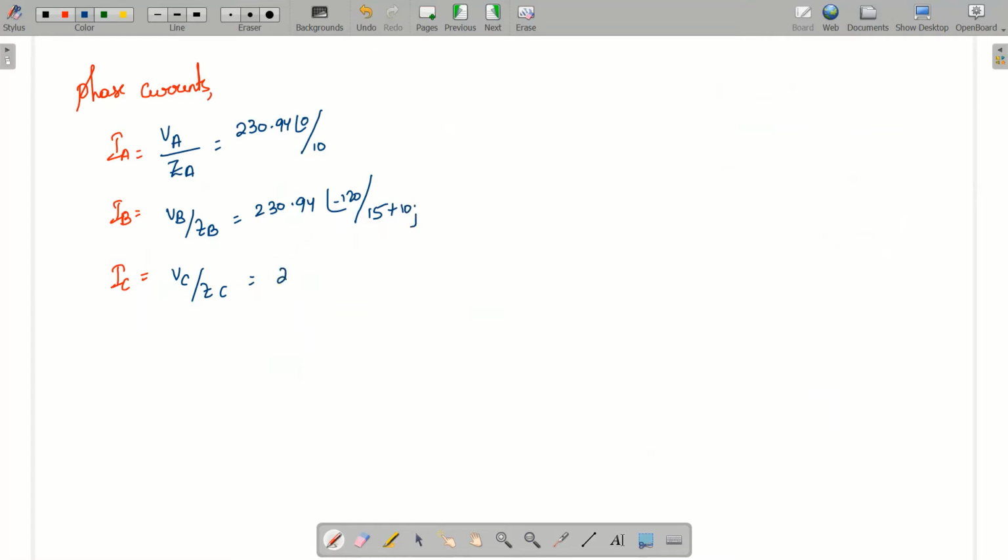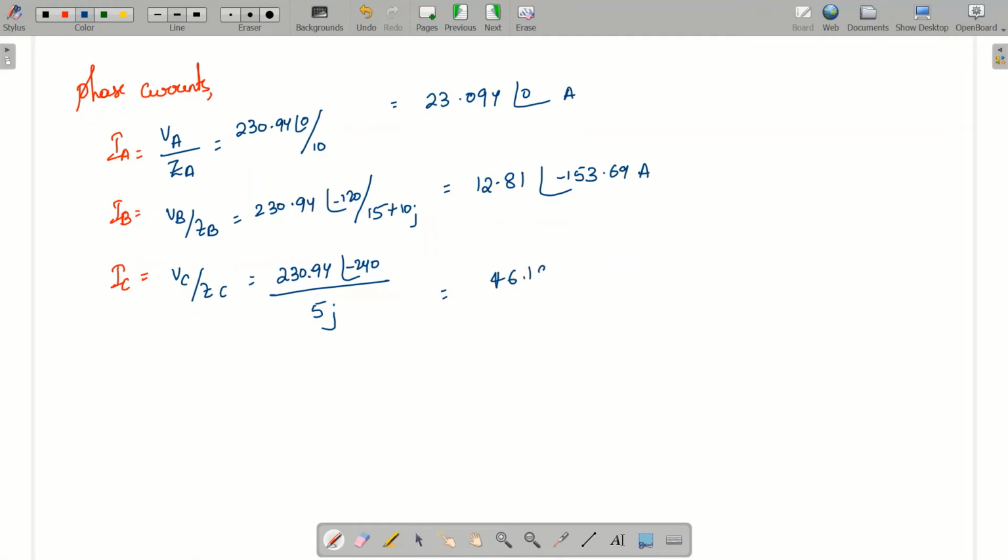10j. Okay. 230.94 at an angle of minus 240 divided by 5j. Solve it, you will get it as 23.094 at an angle of 0, right, 12.81 at an angle of minus 153.69 amperes, and IC equal to 46.19 at an angle of minus 240 minus 90. Okay. So, minus 330, or else you can write it as 30 degrees.